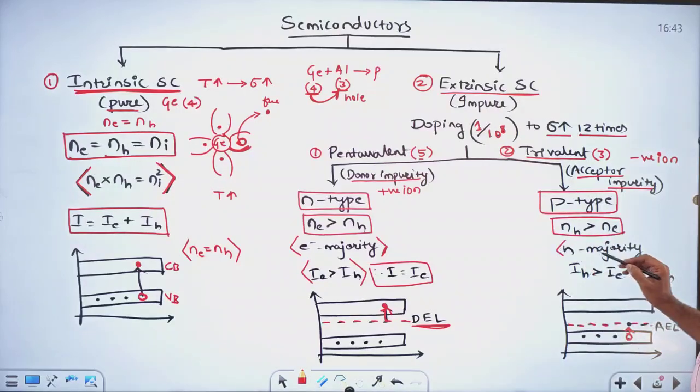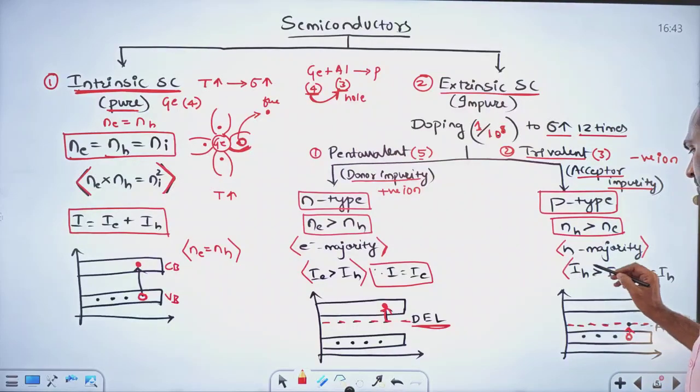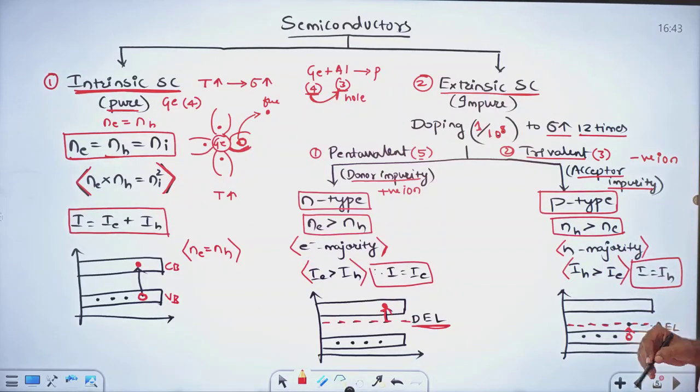In this case, in p type, holes are majority charge carriers, electrons are minority charge carriers. In p type semiconductor, hole current is greater than electronic current. So the majority of the current is carried by holes. So hole current is more here.